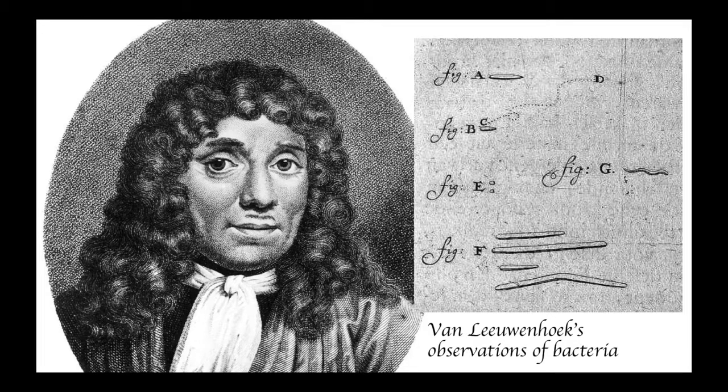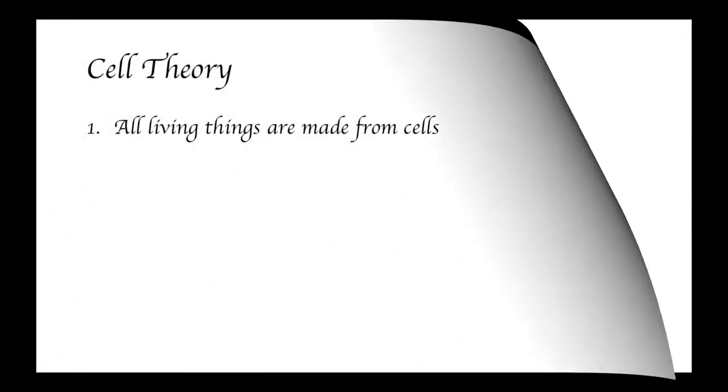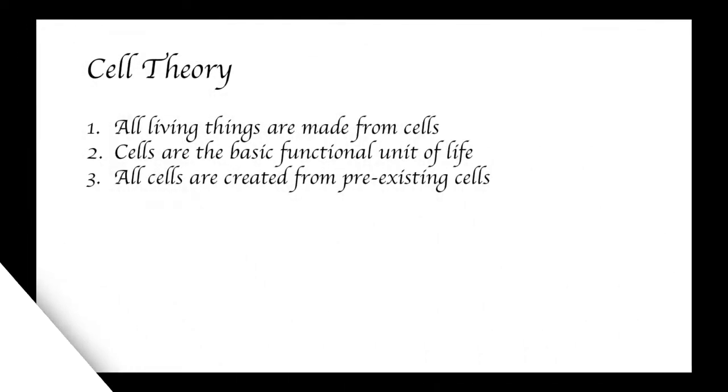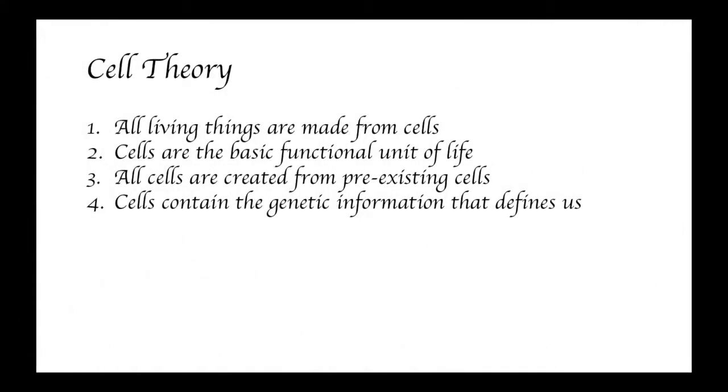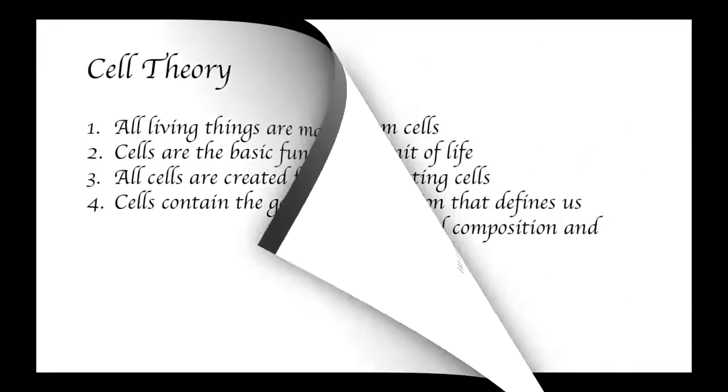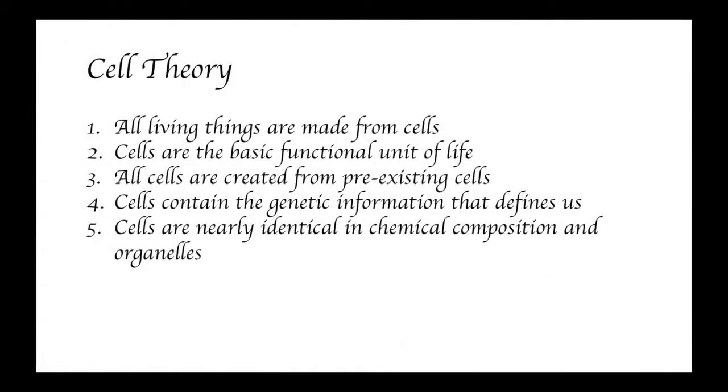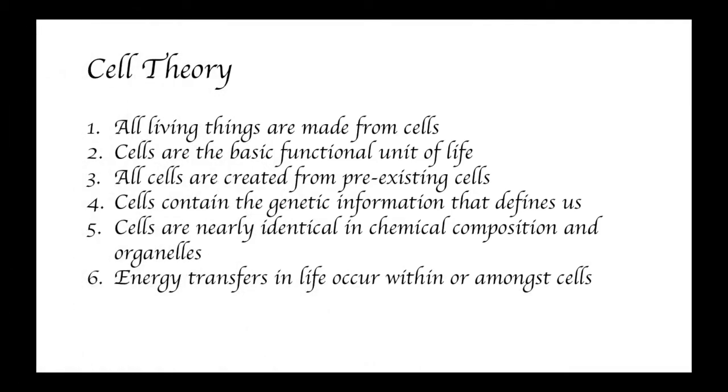Research of cells was continuously conducted, and in 1838 the first cell theory was created. The claims were tweaked and modified to result in the modern cell theory. All living organisms are created using cells. Cells are the basic functional unit of life. New cells are created from previously existing cells through mitosis and meiosis. Cells contain the genetic information that defines us in the form of DNA and chromosomes, and cells are nearly identical in chemical composition and organelles, and all energy transfers and flows in life occur within or amongst cells.